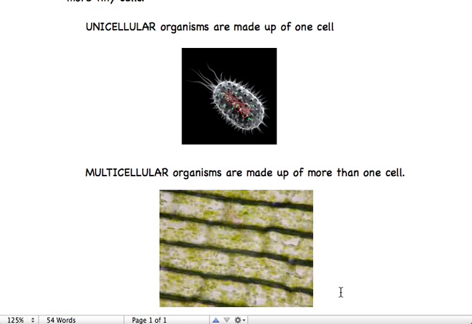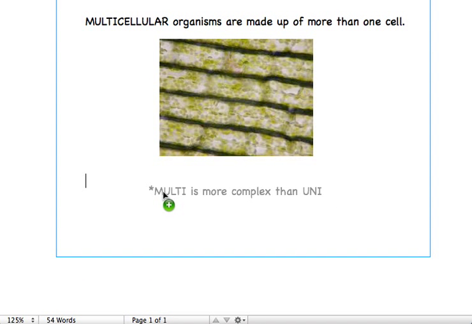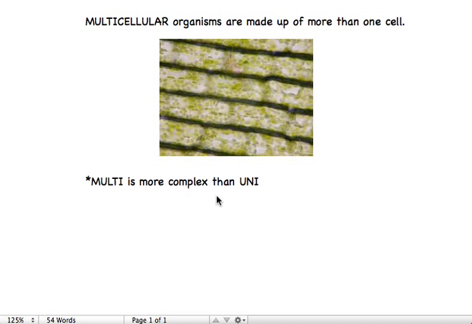Okay, it's important to remember that when you're thinking about the words multi and uni, and maybe you're sitting in our classroom and it's test day, multi is always going to be more complex than uni. If you think about the word multiple, it means more than one. And then if you think about a unicycle, it has one wheel. Okay, so those are good ways to remember what those words mean.